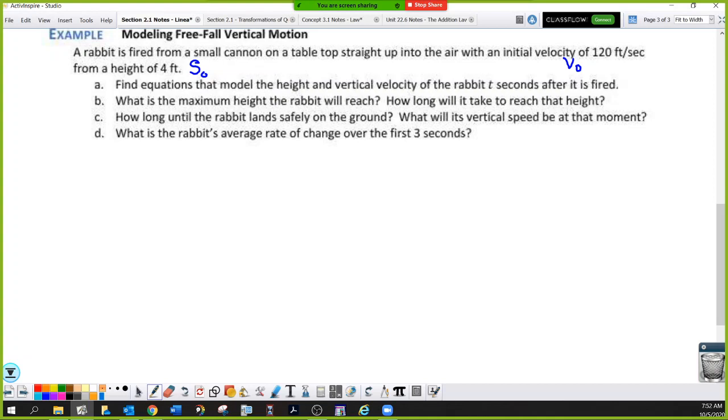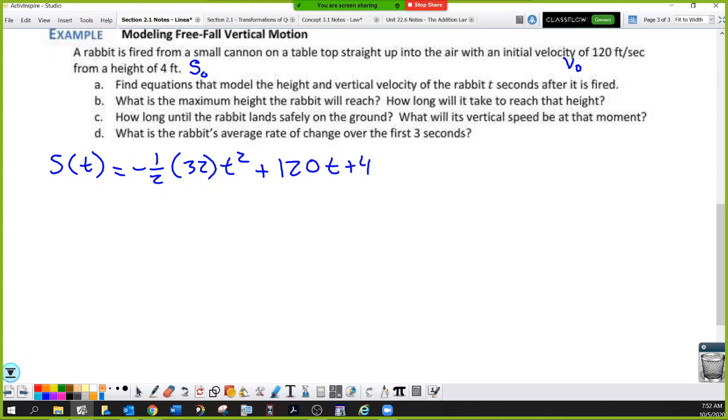It says find equations that model the height and vertical velocity of the rabbit t seconds after it's fired. Okay, well that just means plug in the values that were given to you. And since we are in imperial units, we will be using the 32. So S of t is -1/2 using the 32 t squared, and then plus V sub 0, 120 t plus S sub 0, so plus 4.